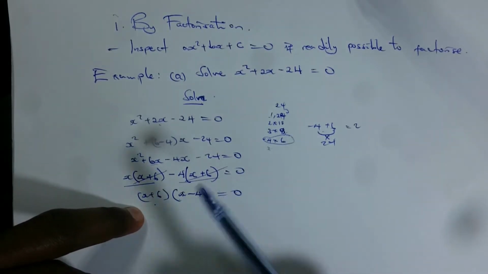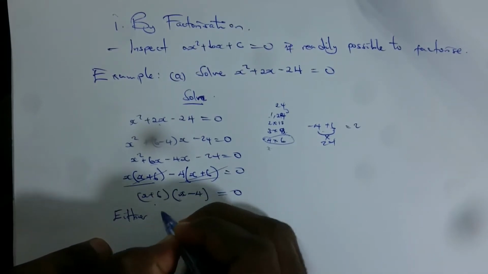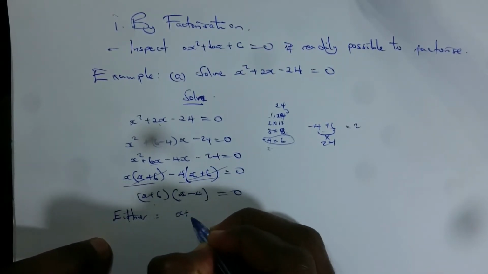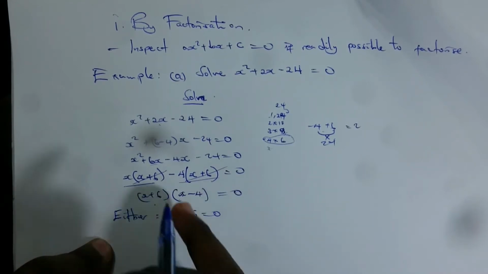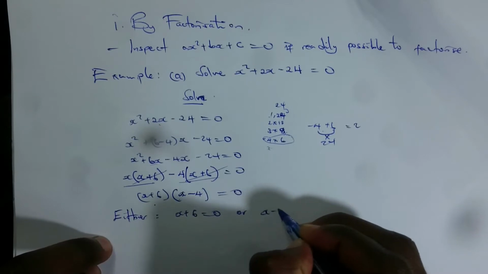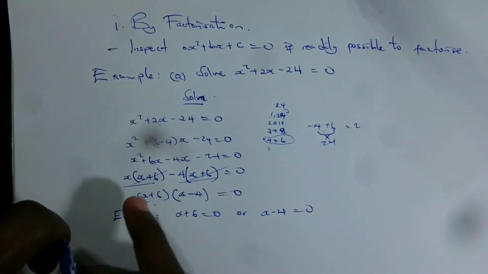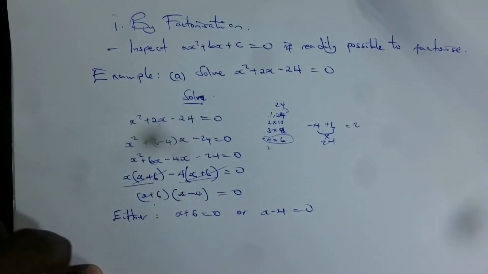to give you a 0. So that means we can either have x plus 6 equals 0, so that we have 0 times this to give us 0, or x minus 4 equals 0, so that this time 0 would give us 0. That's the only possible way we can get this product to give us a 0.